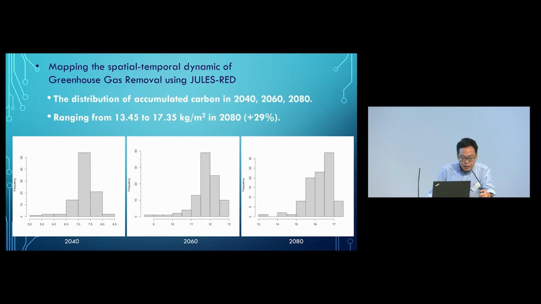So this is the temporal dynamic of the greenhouse gases removal. You can see that from 2040 and 2060 to 2080, the pattern of the carbon accumulation is a bit different. And in 2080, which is our final year, the range is between 13 to 17, which is around 29% difference.